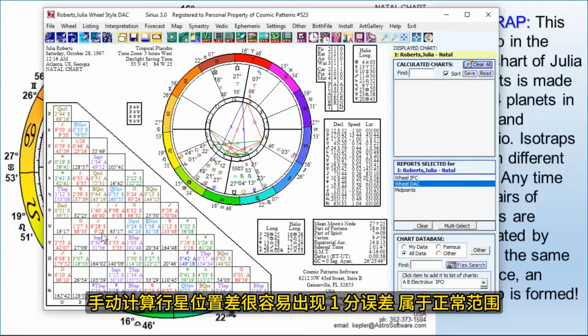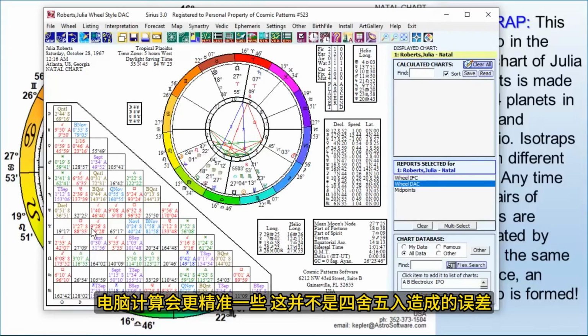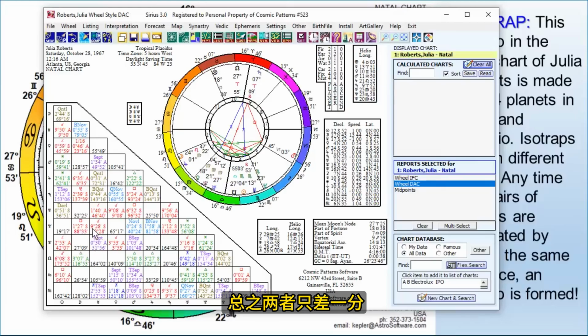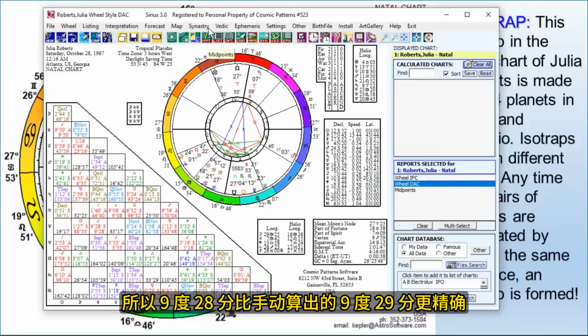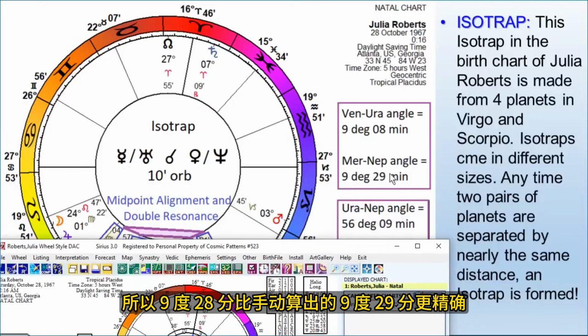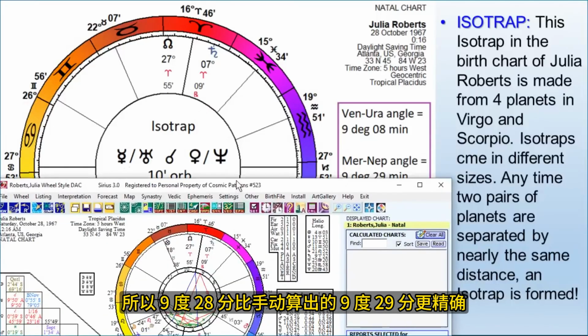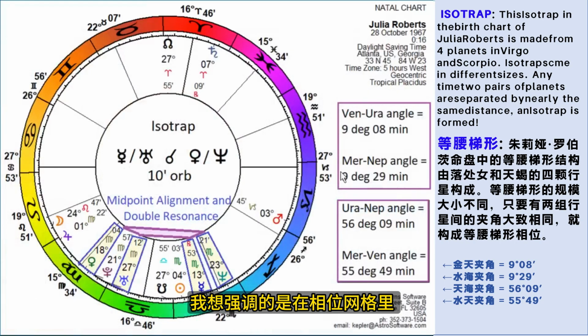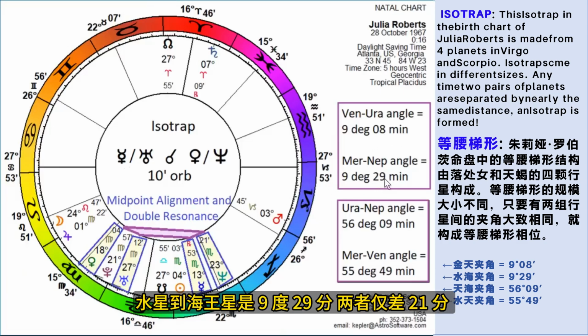What happens when you subtract the positions? You can be 1 minute off. The computer's going to do it slightly more accurately. It's not a rounding error. Anyway, it's only 1 minute. So 9 degrees 28 minutes is a little more precise than when we subtract it manually and get 9 degrees 29 minutes. But my real point is that you can look at that aspect grid and confirm that the distance from Venus to Uranus is 9 degrees 8 minutes, and the distance from Mercury to Neptune is 9 degrees 29 minutes.